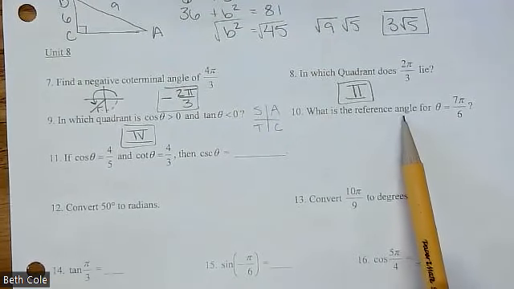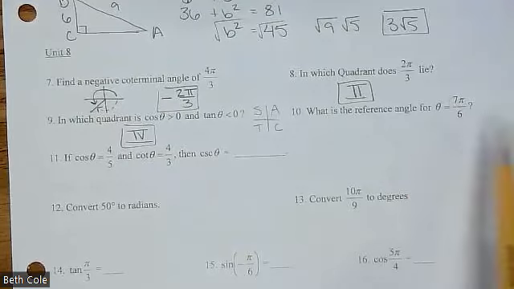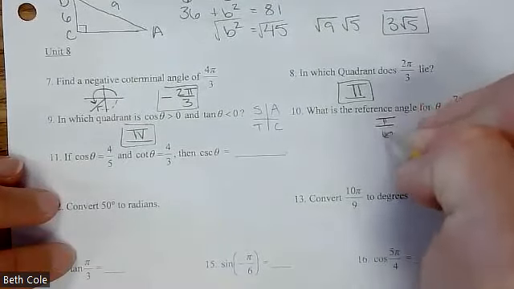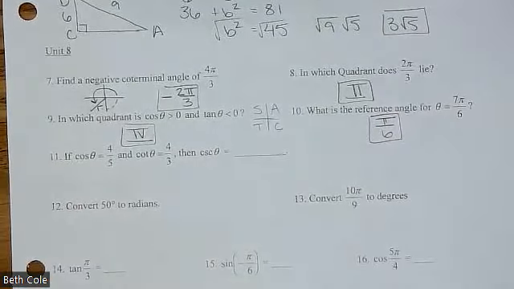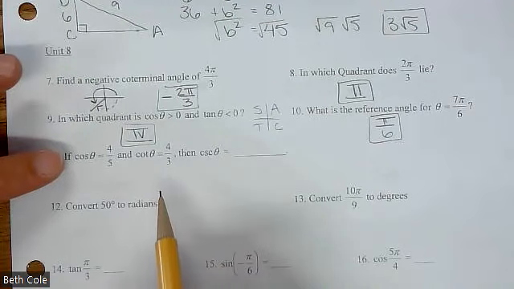Reference angles, the denominator just matches. So your reference angle for 7 pi over 6 is pi over 6. All that is. So do you see how I'm picking problems that cover the material, but they're not like the super difficult ones?